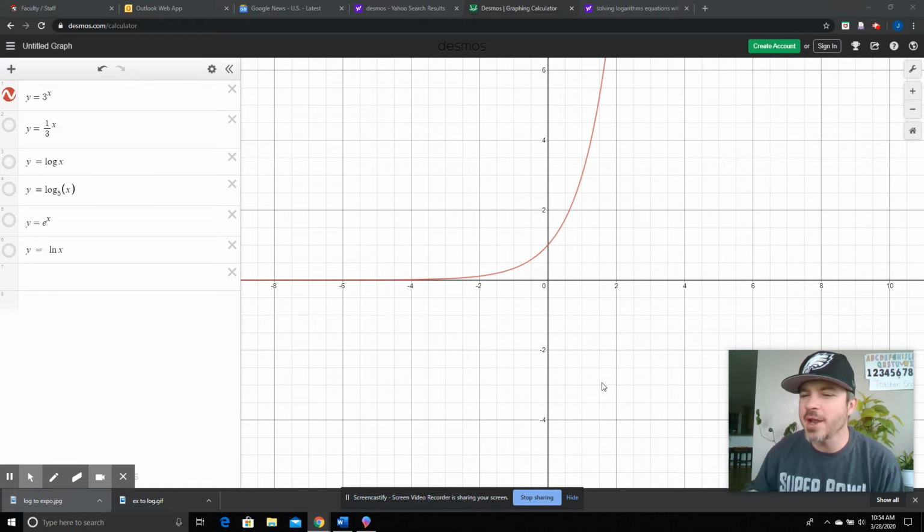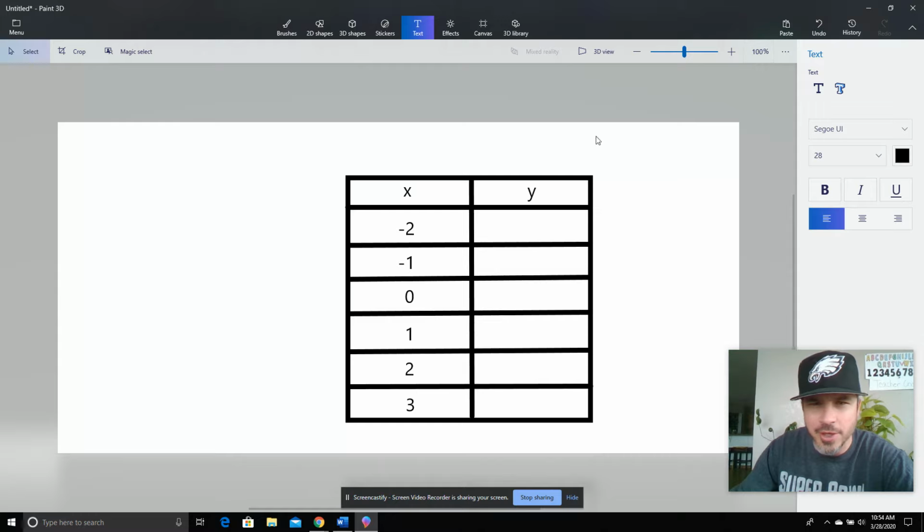So today we're going to look at an exponential function, right? That's what you see up here on the screen right now, this red exponential function. All right, I want to just show you some basics before we get going here.